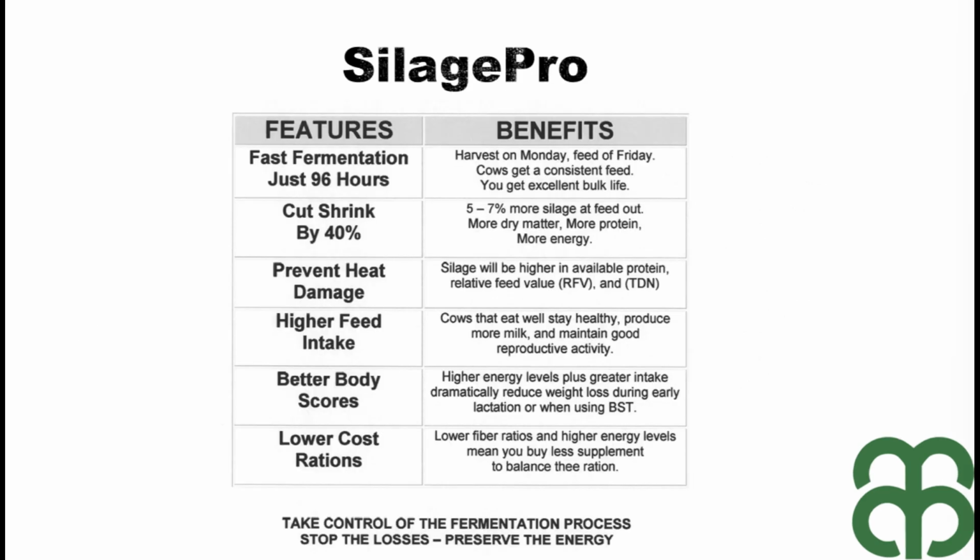Silage Pro. Fast fermentation, fully fermented in just 96 hours. Cut your shrink percentage by 40%, prevent heat damage, higher feed intake, better body scores, lower cost rations.